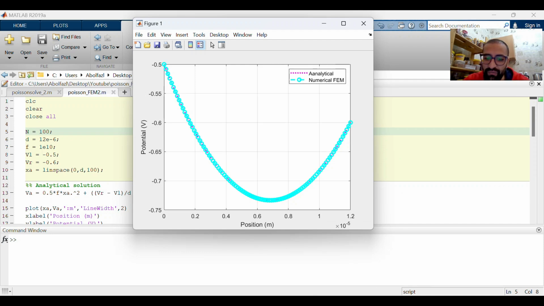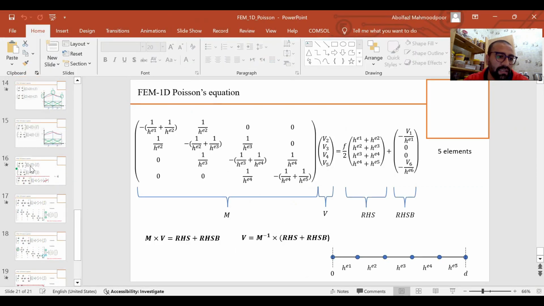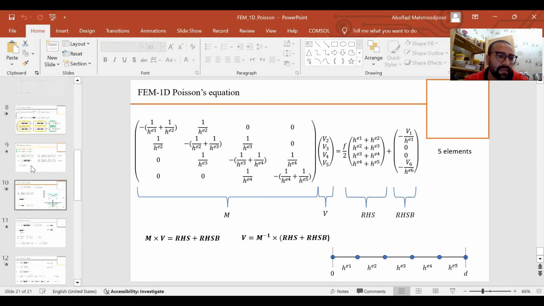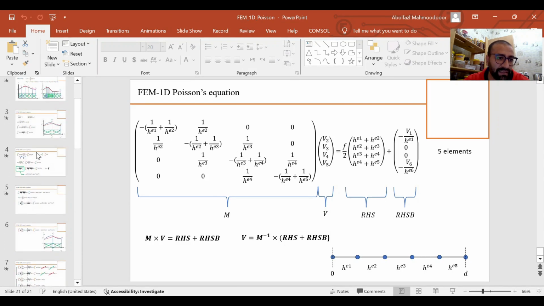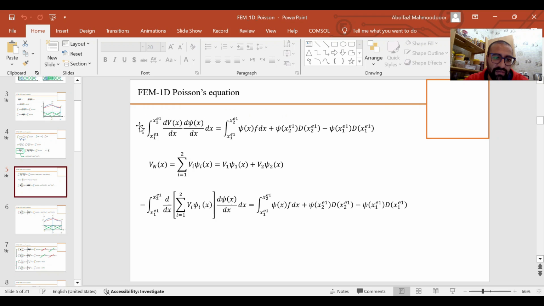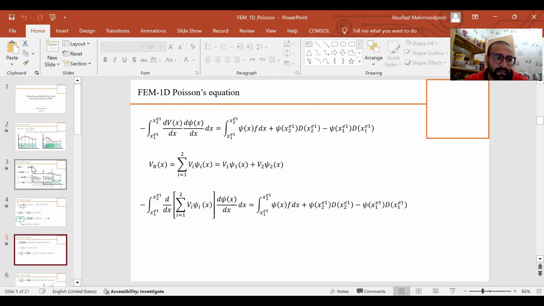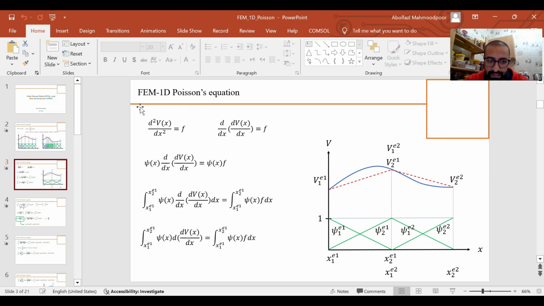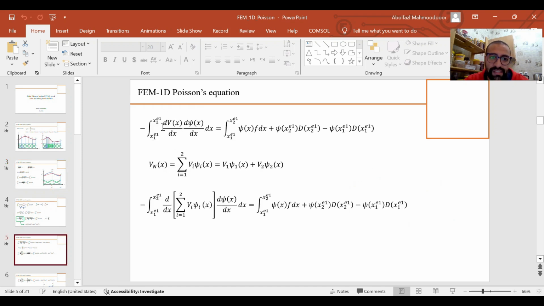What is the weak form of the PDE? Weak form of the PDE indeed is integral rather than the derivative. We derived it here. This is indeed the weak form of the Poisson equation. In the weak form, you see we are dealing with some integral rather than the strong form. This is the strong form of the PDE. In strong form we use derivative, but in weak form we use integral.